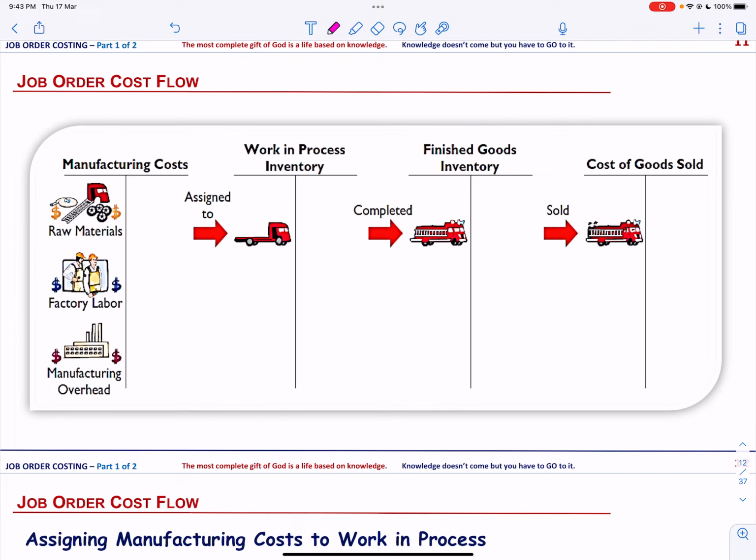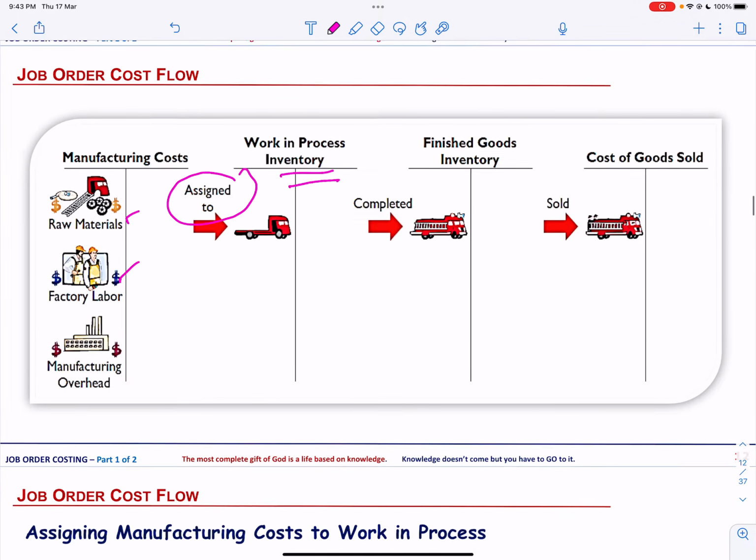So far, we have talked about how the manufacturing cost is accumulated. We have learned how raw material inventory, factory labor, and manufacturing overheads are recorded. Now we will talk about how to assign the manufacturing cost to work in process.